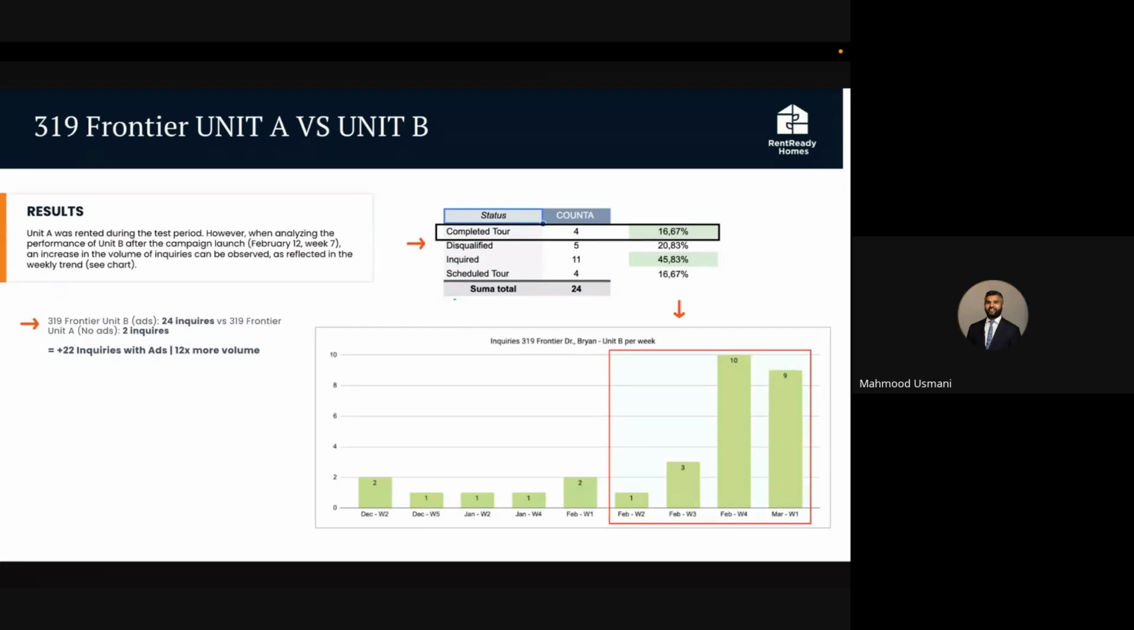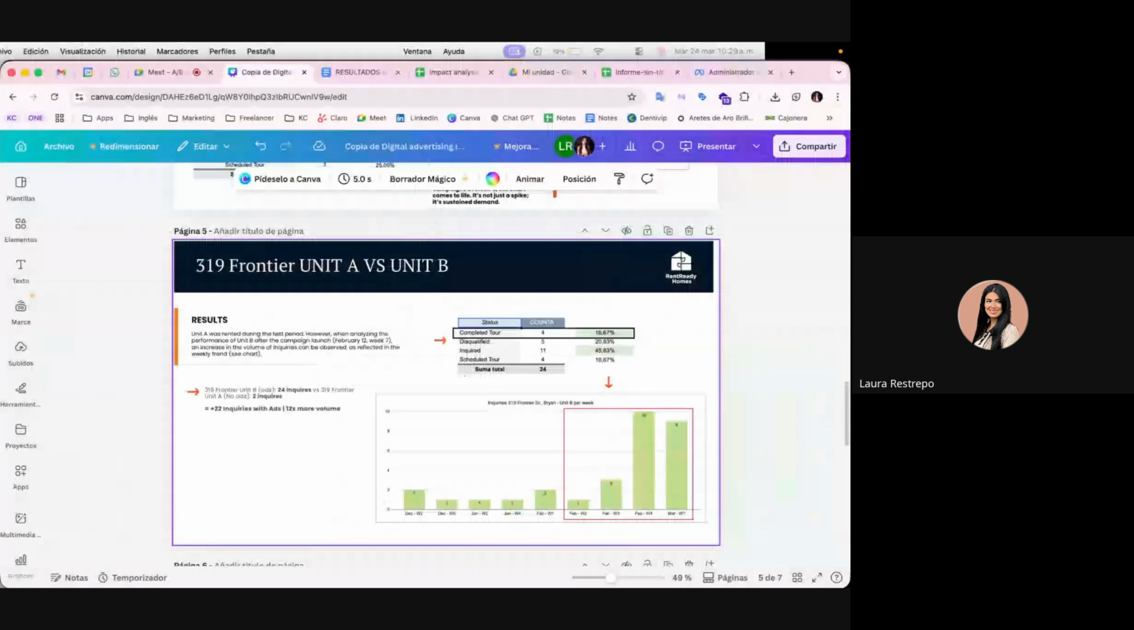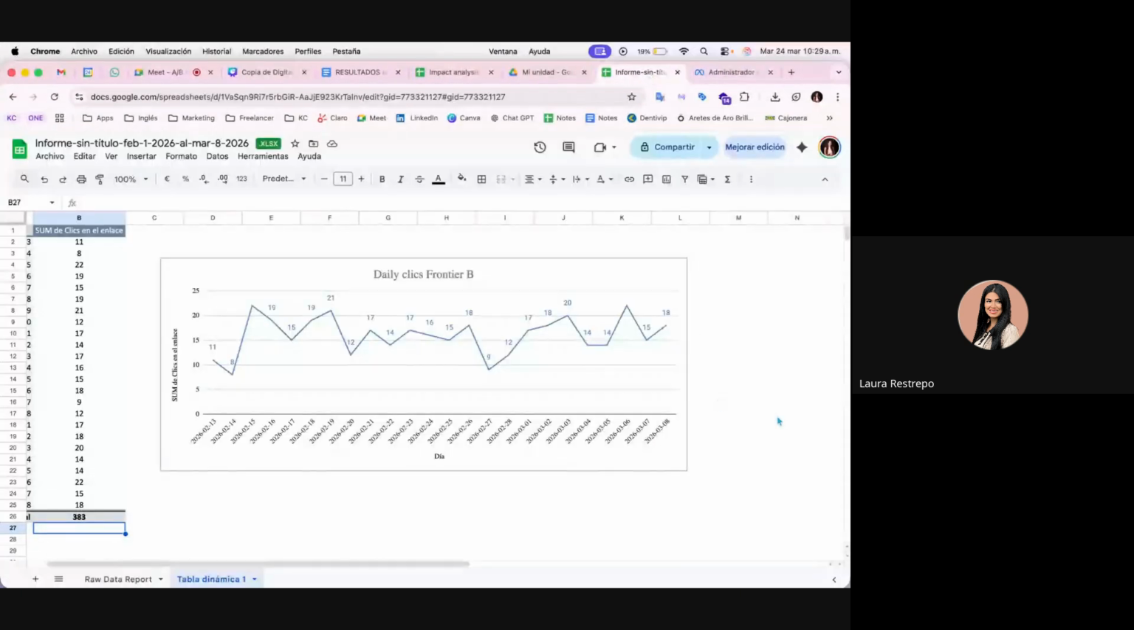Yeah, I think there are two things here. If you go back to the spreadsheet, go to the Excel. February 13th is the first day that I see here, and that's around when the campaign started, right? The 12th or the 13th. Yeah. And these are clicks from Meta, right?